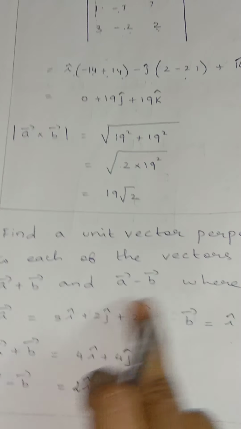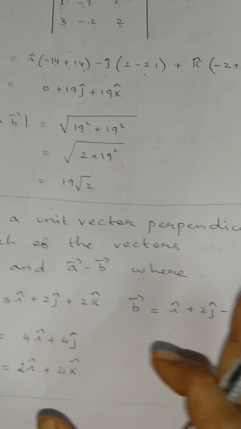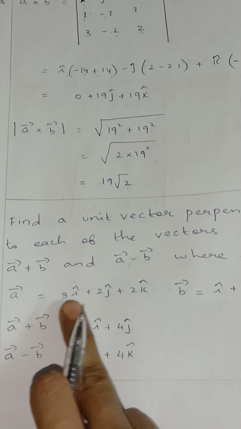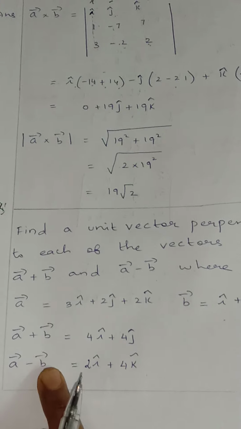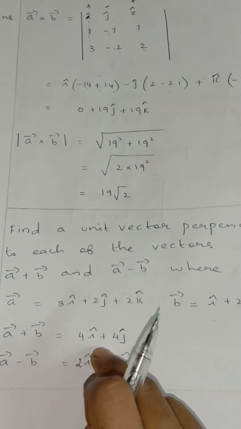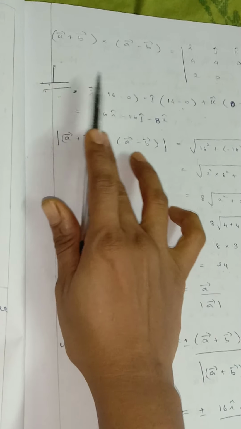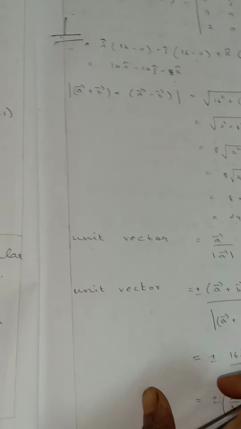The a and b vector values will change, but if they ask for a unit vector perpendicular to each of the vectors, first you should find the sum, then the difference, depending on the question. Then you should find the cross product of those two vectors, then find the magnitude and substitute in the formula.